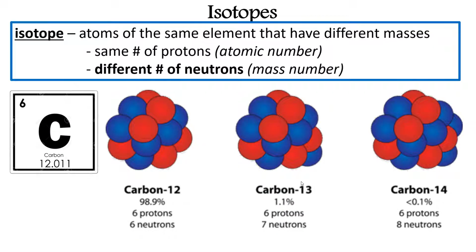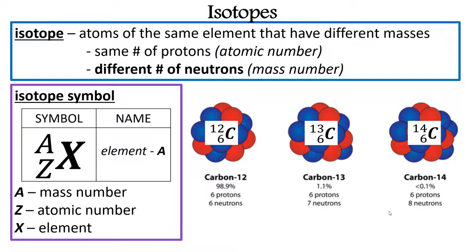So an isotope refers to atoms of the same element that have different masses. So they have the same number of protons and they have different numbers of neutrons. The protons is always going to be the same. Like carbon, for example, will always have 6 protons, but the number of neutrons and therefore the mass number can change. So that's what you're seeing here. 6 neutrons, 7 neutrons, 8 neutrons. A little bit more review.